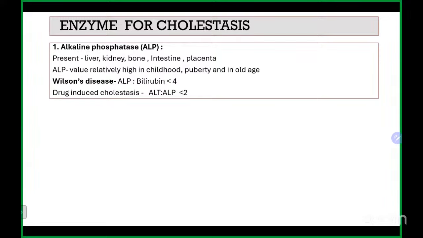It can be high in childhood because a growth spurt leads to more bone deposition, giving rise to high ALP. And in Wilson's disease, the ALP bilirubin ratio is taken, less than 4. And in drug-induced cholestasis, the ALT-ALP ratio is also taken. This we'll discuss later.